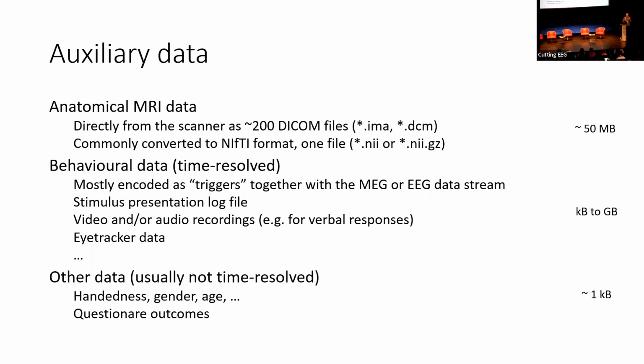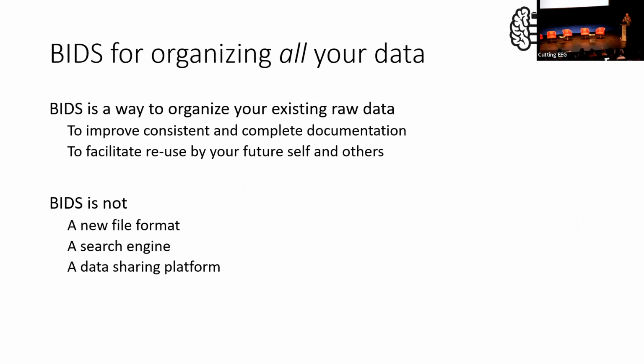And this diversity makes it a little bit harder to organize it in a clean fashion. So BITS is there to organize all of your data. It's a way to organize existing raw data. There are some efforts in also using BITS for derivative data, but that's not yet standardized. The BITS for raw data is standardized.